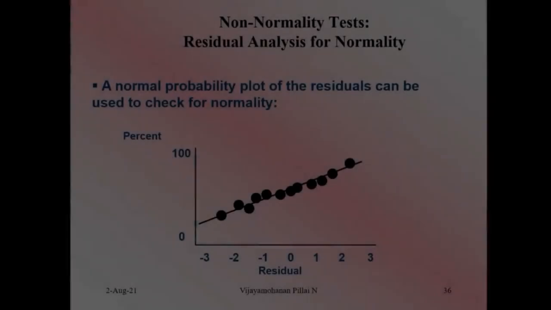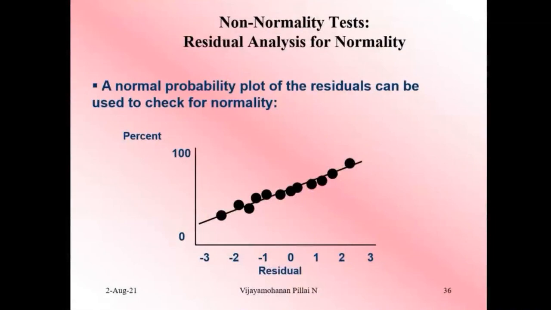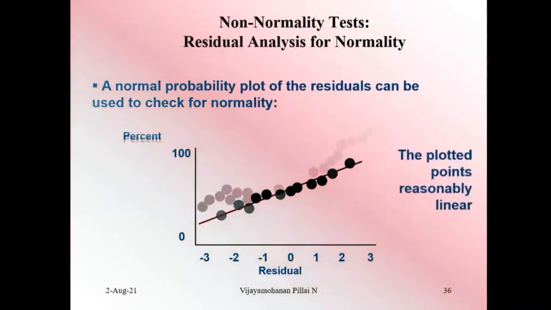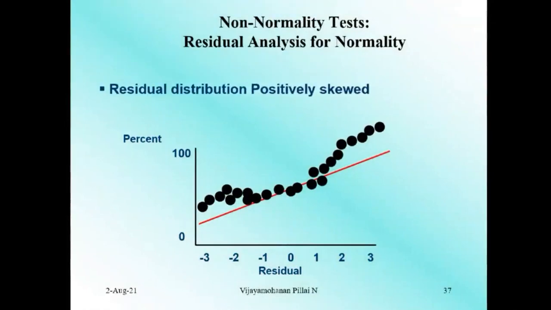So whether we have a normal residual or not, we can use a normal probability plot, PP curve. In this particular case, if the residuals are along this straight line, that is an indication that the residuals are following a normal distribution. On the other hand, if it is like this, then it means that we have the residuals as positively skewed.